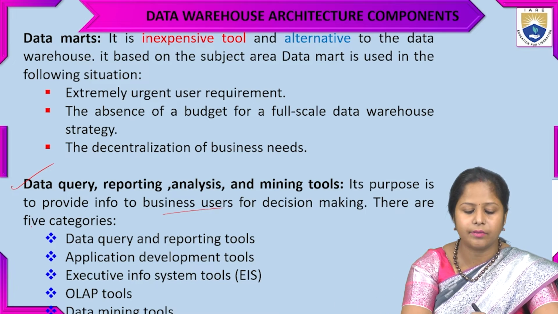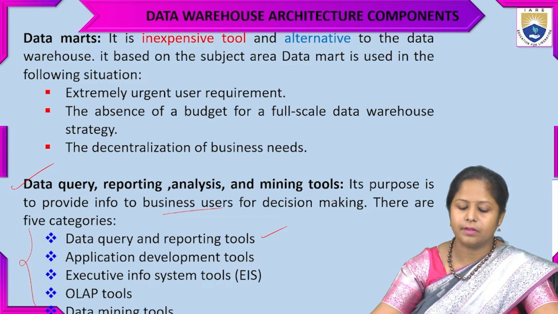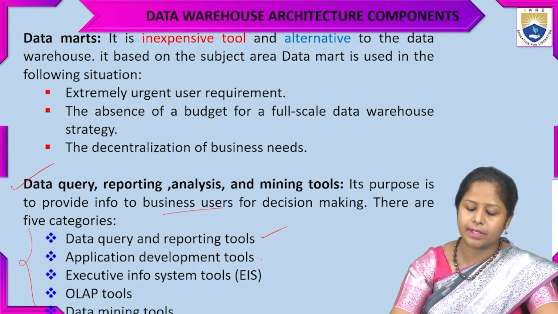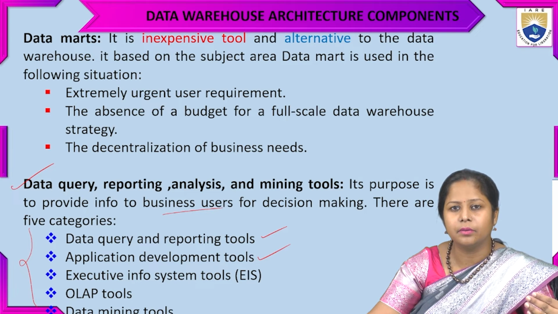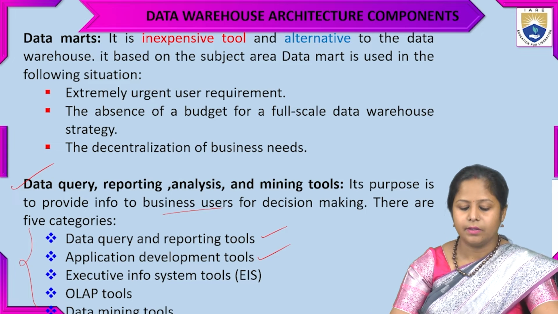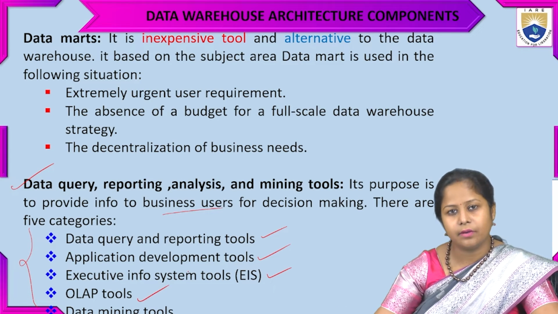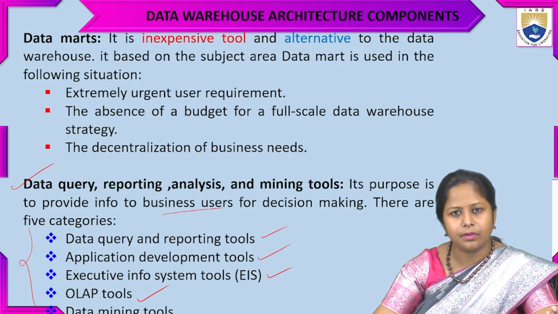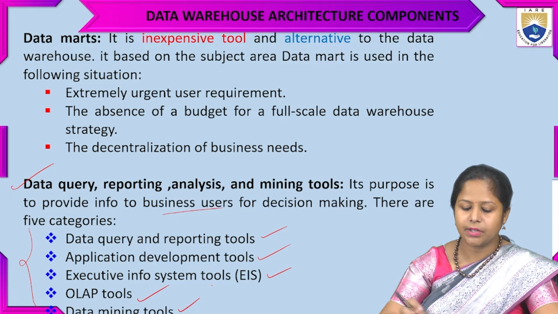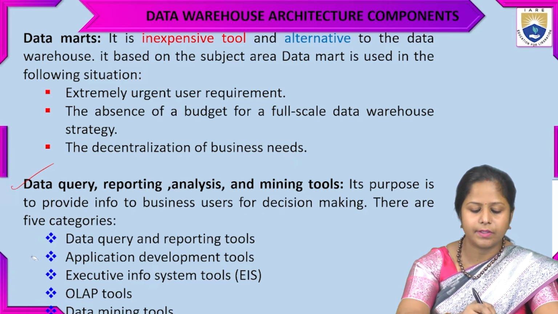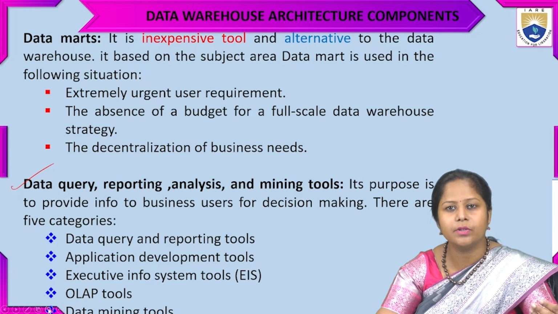So there are 5 categories for that. The first is data query and reporting tools. Second are application development tools, to support the decision for the respective business users. Third are the executive information system tools, EIS. Fourth are the OLAP tools, so that some of the processes of the data warehouse will go on. Fifth are the data mining tools. So these are the 5 tools that will be applied on the data warehouse data while the user is going to take the decision.